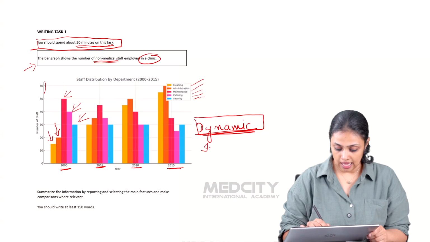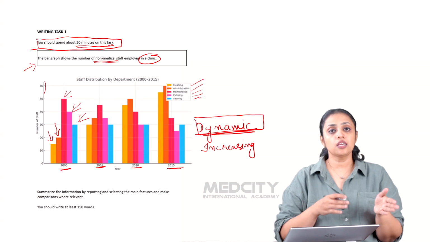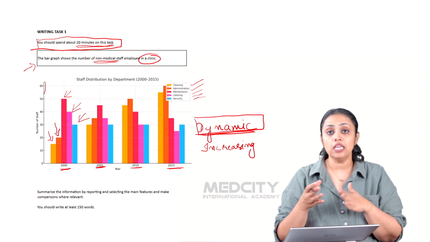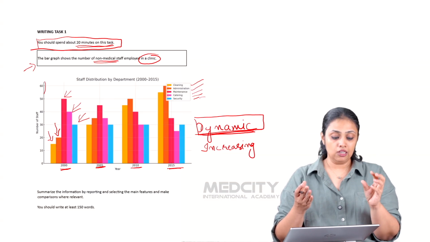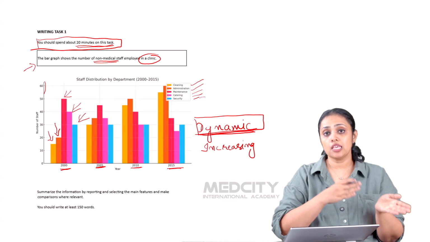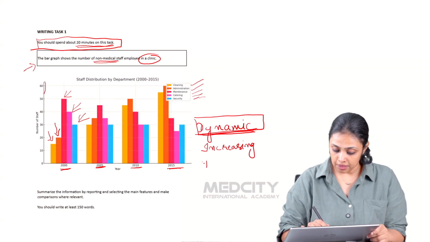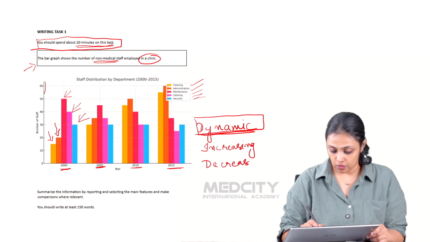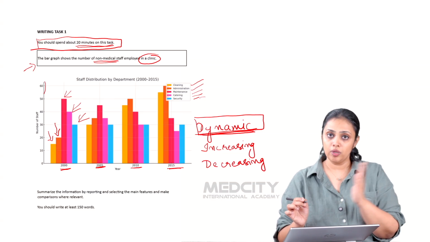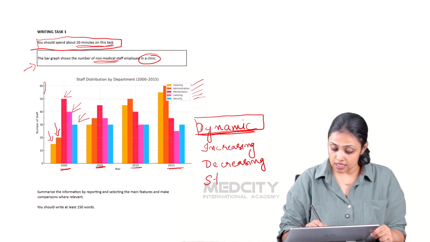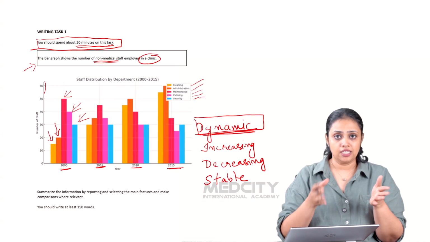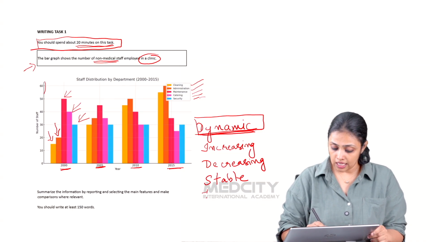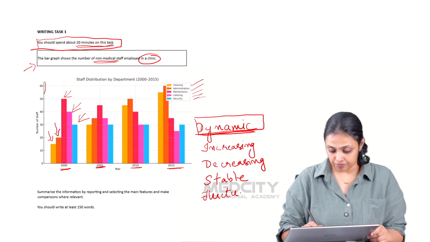Either it can be an increasing trend, which means that across these 15 years, starting from 2000 up to 2015, the number of that particular staff has increased. Or it can be a decreasing trend, where the number has come down over these 15 years. Or it can be stable, which means there hasn't been any change in the number of this particular staff category over these 15 years. Or it can even be fluctuating.